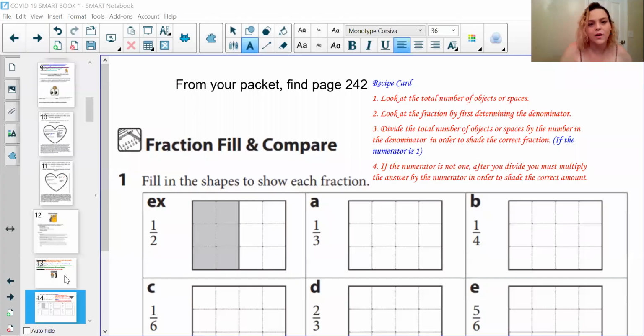Here we go. So we're going to start with our learning intentions. Just give me a second while I share my screen. And let's start with our learning intentions for today. I'm just going to go back one.